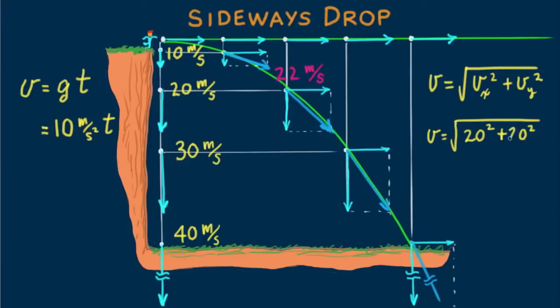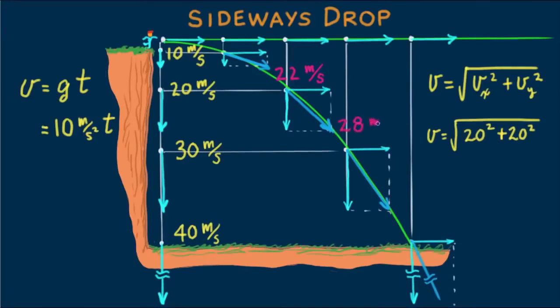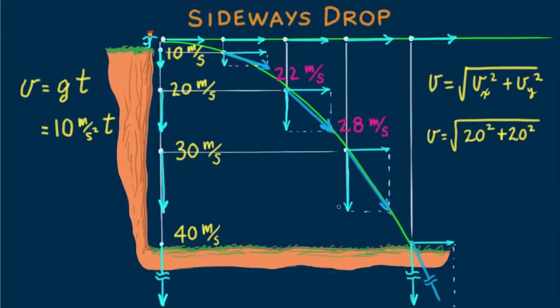How much at the 2 second position? Your calculator will show it's about 28 meters per second. And for the 3 second position? Your calculator will show it's about 36 meters per second. And how fast does the ball hit the ground? Your calculator shows it's very close to 45 meters per second. Once you understand the concepts, calculations can be fun.